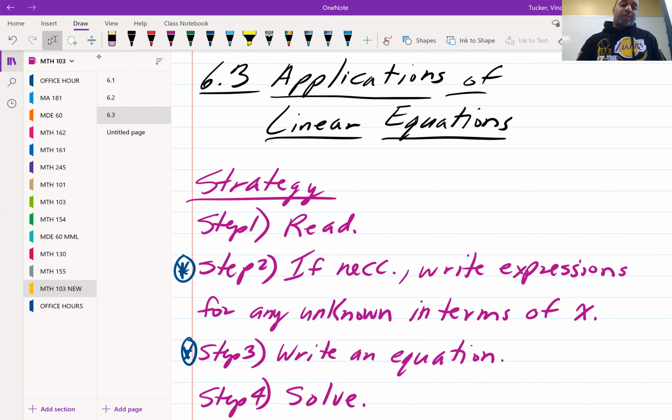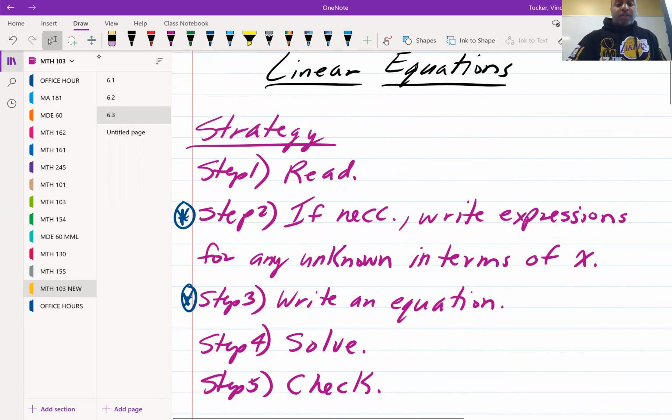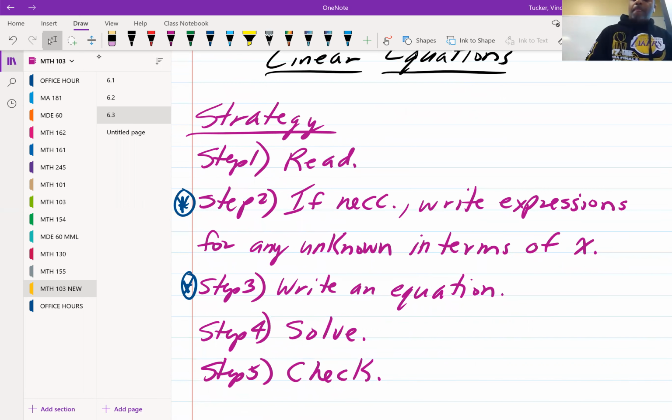So I'll put an asterisk beside steps 2 and 3 because those will be where you have most of your challenge. Steps 2 and step 3, actually setting up the equation. Step 4 you're going to solve, and then step 5 you want to check, because sometimes you can solve the equation and still have not answered the question fully, and you'll see what I mean with our first example. So you always want to check to make sure you've actually answered the question.